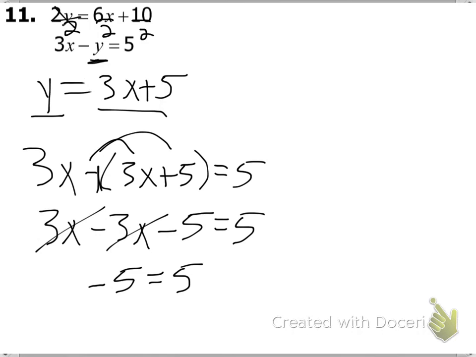Is this a true or false statement? False. No solution. What do you think my answer is? No solution. Does that make sense? If you're trying to solve for one of your variables, all your variables cancel out. You're left with a false statement. I get no solution. Does that make sense? Yes. So what kind of lines are these?